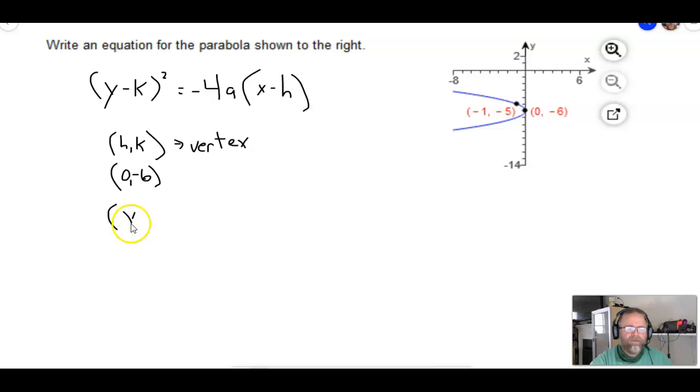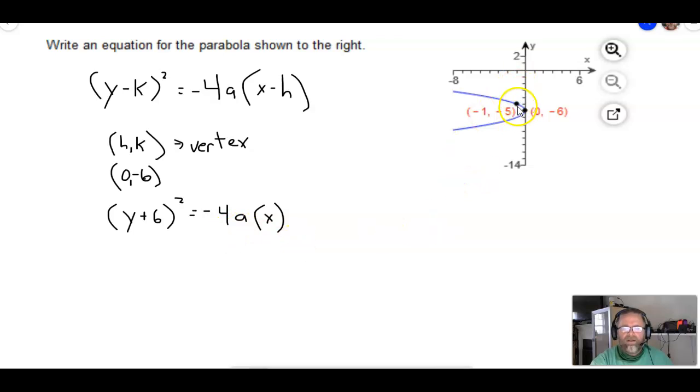So y minus a negative 6 ends up being y plus 6, quantity squared, is equal to negative 4a times x minus h. h is 0, so that's just going to be x. Now notice here that we just have the x, the y, and the a. We should have an a, so what I can do is use a point other than the origin, plug that in for my x and my y, and then solve for a.